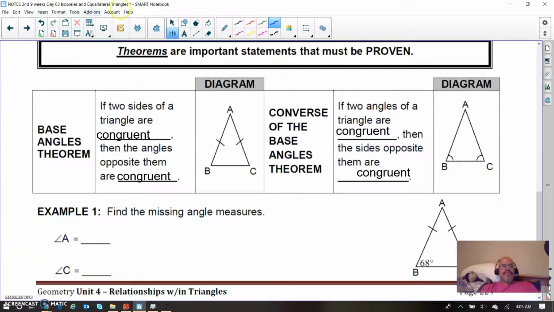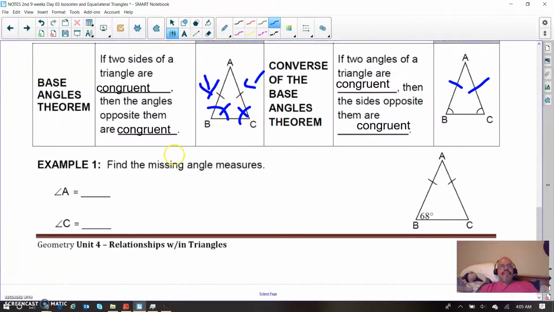So this is the way you can look at it. Let's take a look at the first picture in this diagram. Since we have sides AB and AC congruent, the angles opposite them are also congruent. And if you take a look at the second diagram, since we have those two angles at B and C congruent, that means AB and AC are also congruent.